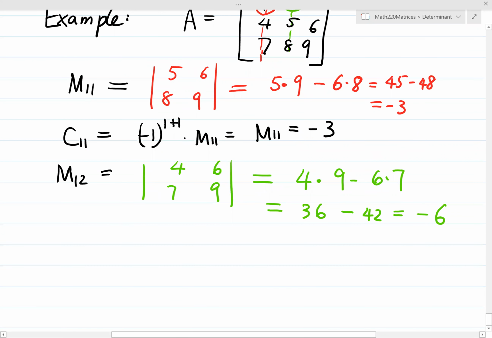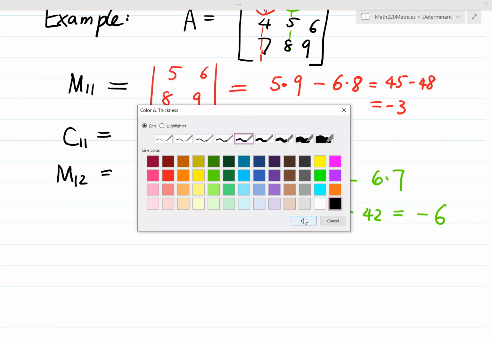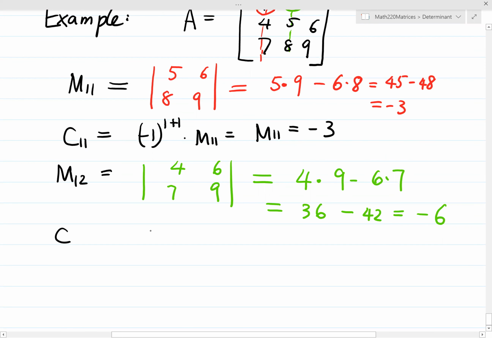Now what is C12? C12 is negative 1 to the power 1 plus 2, I is 1, J is 2, times M12. So this will be negative 1 times M12. So it will be negative of negative 6, which will be 6.